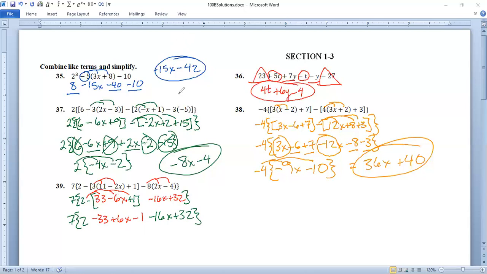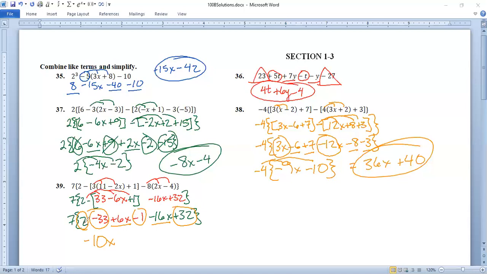So let's do that. Let me see, all the x's. We got a +6x and a -16x. So that's a -10x. And then with all the numbers, we have a +2 minus 33 minus 1 plus 32. Whoa. All right, so let's do all the positives. 2 and 32 is 34. -33 and -1 is -34. Oh, I think all these cancel.